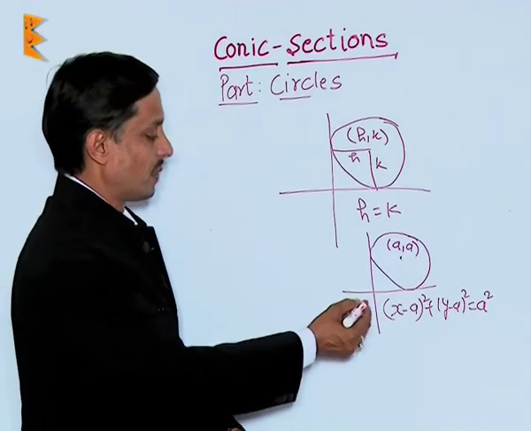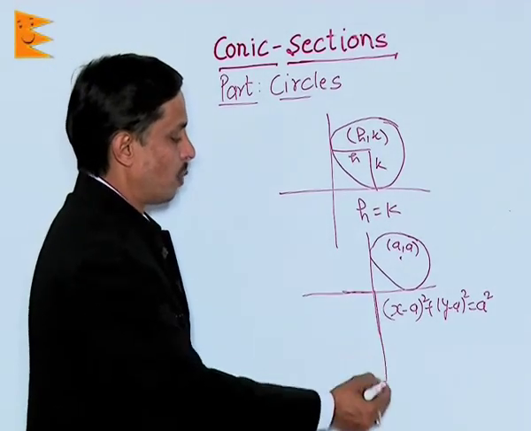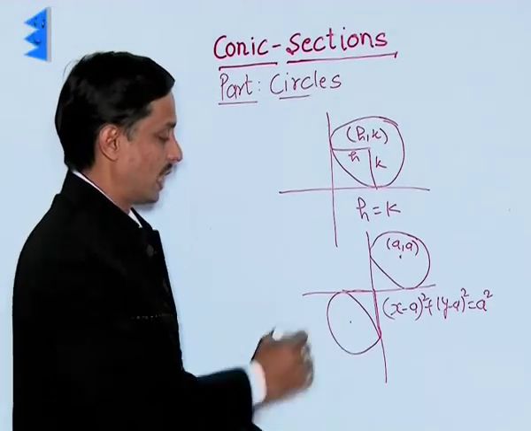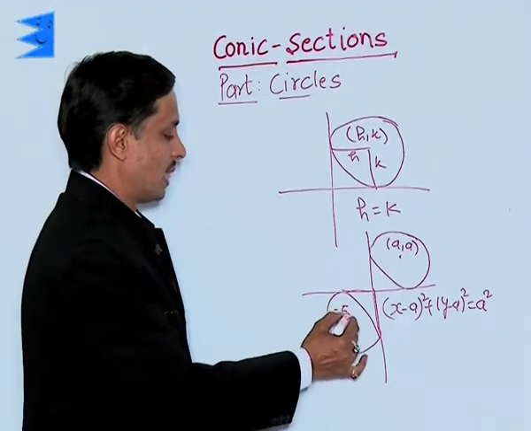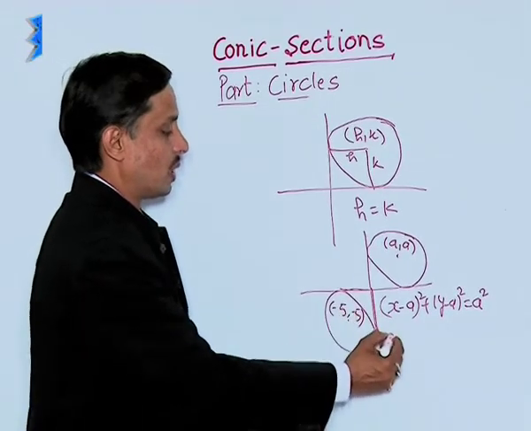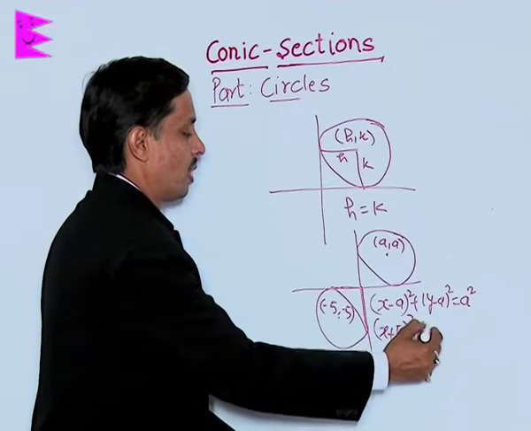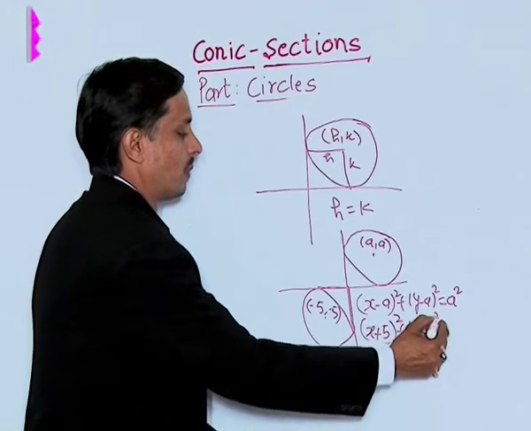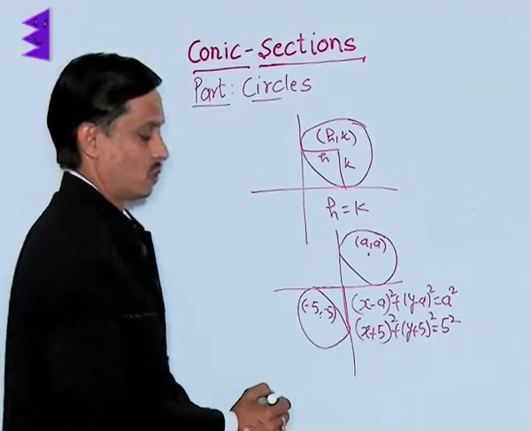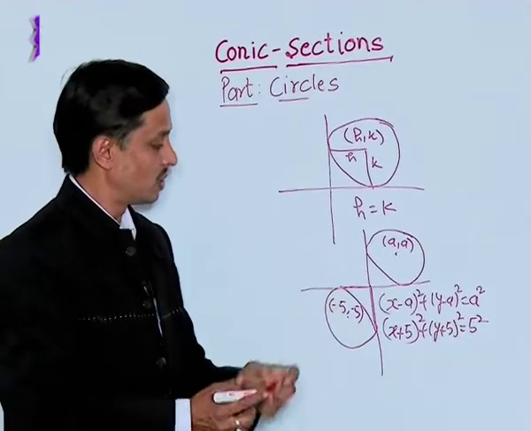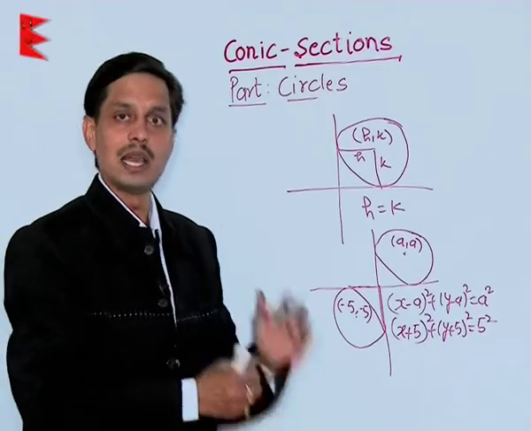For example, if a circle is touching both the axes having the coordinates of the center minus 5, minus 5, the equation will be given by (x plus 5) square plus (y plus 5) square is equal to 5 square. This is the situation if a circle is touching both the coordinate axes.